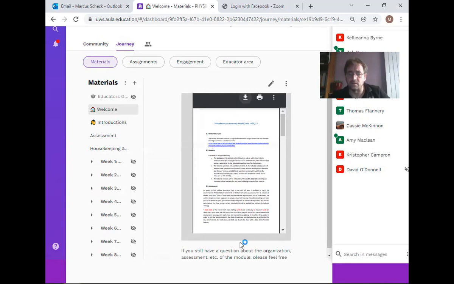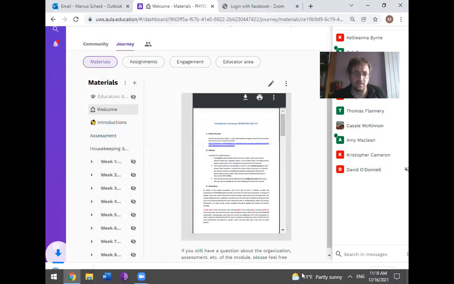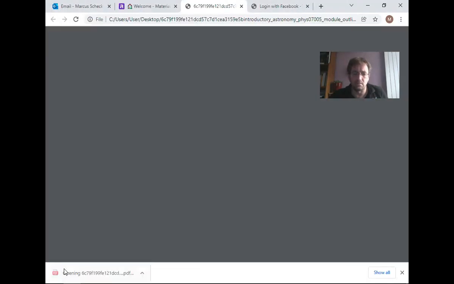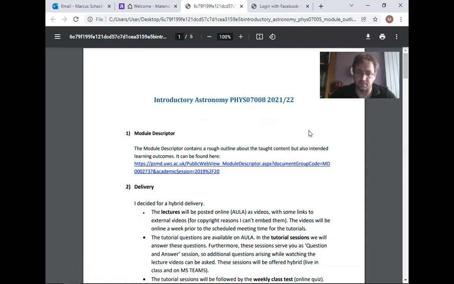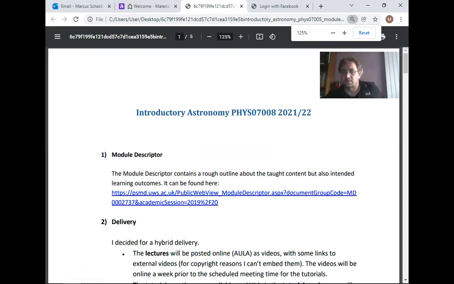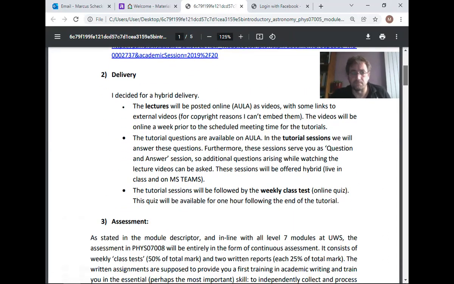So let's quickly download it. Save. Open. Okay, so it gives us most of the important information. Hopefully it's easier to see when larger. The module descriptor, forget about it, it's bureaucratic waffling. Delivery: I would have liked to do hybrid before Omicron.